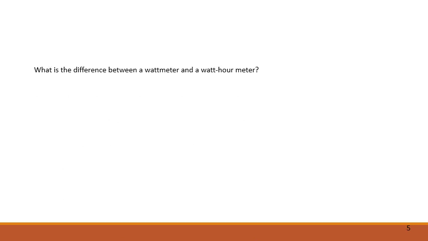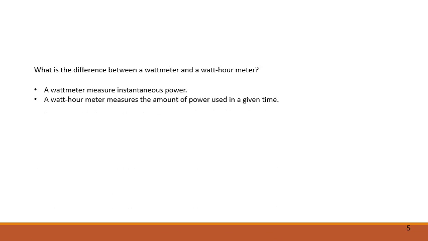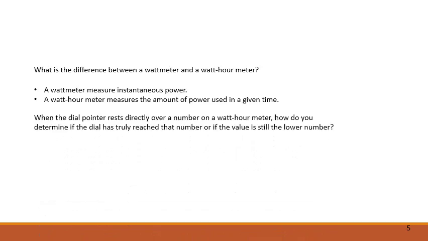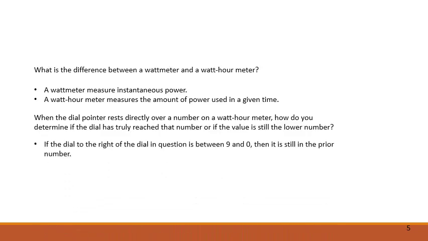What is the difference between a wattmeter and a watt-hour meter? A wattmeter measures instantaneous power, and a watt-hour meter measures the amount of power used in a given time. When the dial pointer rests directly over a number on a watt-hour meter, how do you determine if the dial has truly reached that number, or if the value is still in the lower number? If the dial to the right of the dial in question is between 9 and 0, then it is still in the prior number.